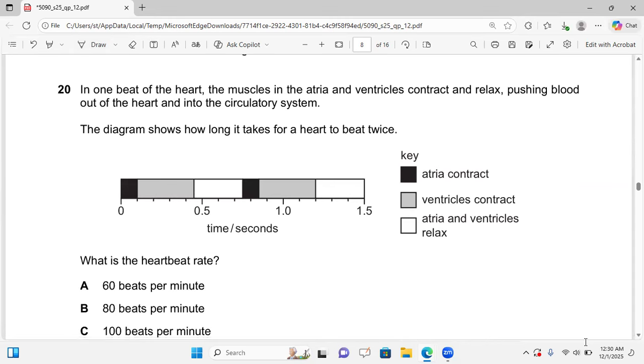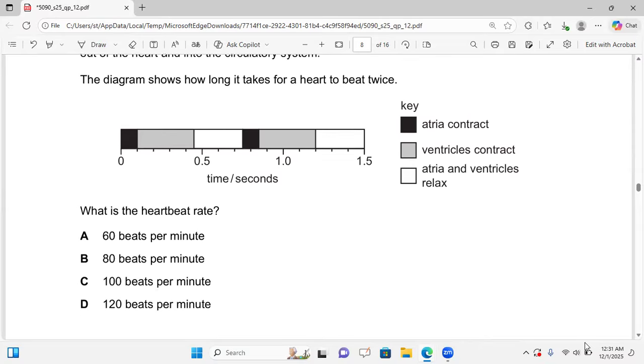Now he is saying that in one beat of the heart, the muscles in the atria and ventricles contract and relax, pushing blood out of the heart into the circulatory system. The diagram shows how long it takes for the heart to beat twice. So 0, 0.5, 1 and 1.5, time per second. What is the heartbeat rate?